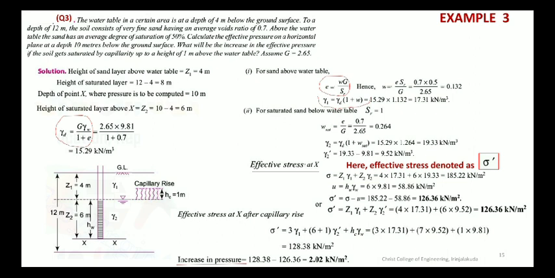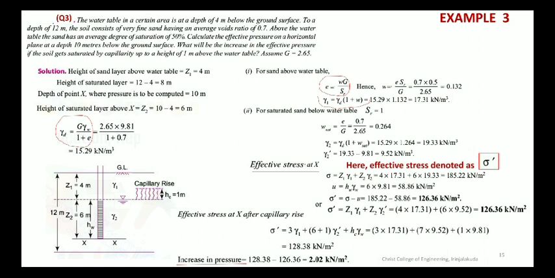Now you can substitute. Sigma bar, or sigma dash, the effective stress is equal to 3 into 17.31 plus 7 into 19.33 minus 6 into 9.81. Now just find the numerical value after substitution. It will be equal to 128.38 kilonewton per meter square. So it's the same answer as shown in the slide. If there is a capillary rise occurring over a height of 1 meter above the water table, you get an effective stress of 128.38 kilonewton per meter square at the same level.